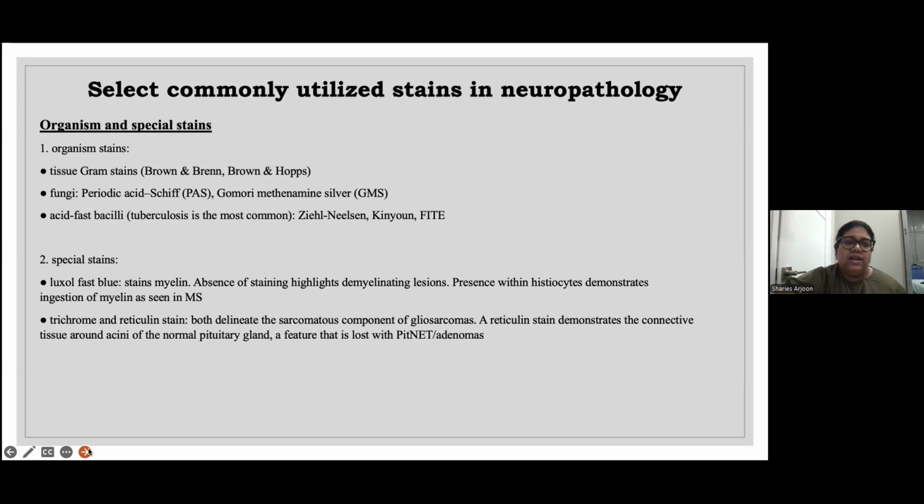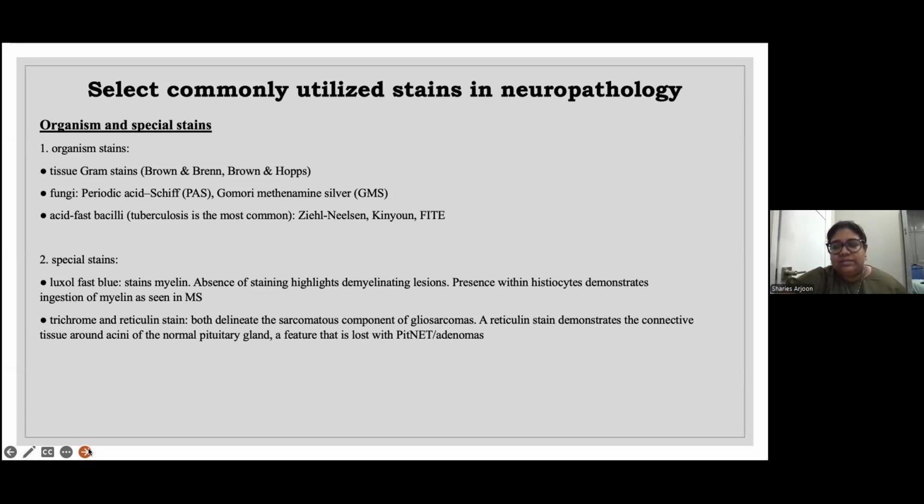And then there are the special stains such as the Luxol fast blue, which stains myelin, and the absence of staining highlights the demyelinating lesions. Present within histiocytes, it demonstrates ingestion of myelin as seen in MS. And the trichrome and reticulin stains both delineate the sarcomatous components of gliosarcomas.